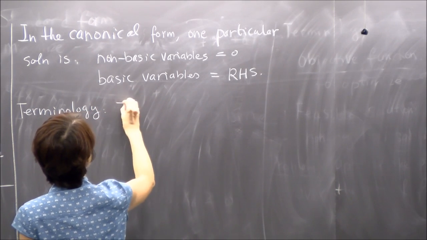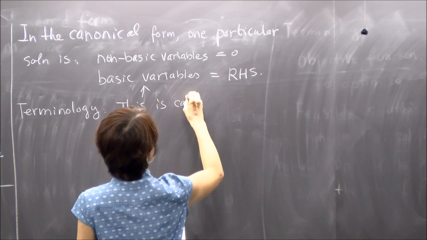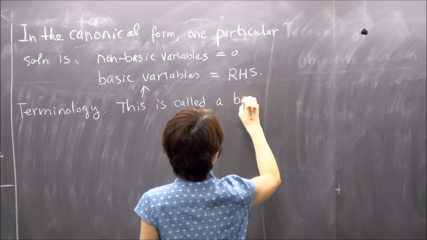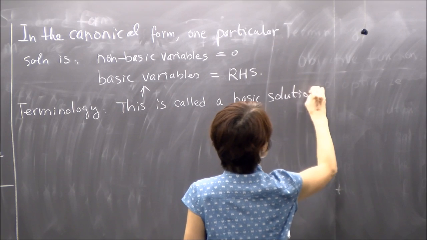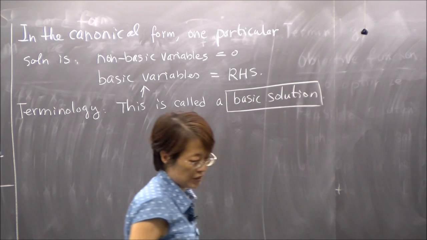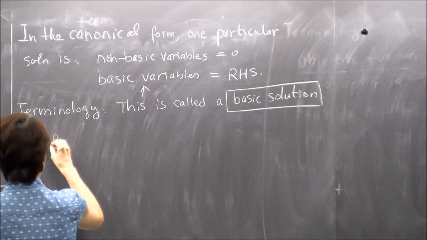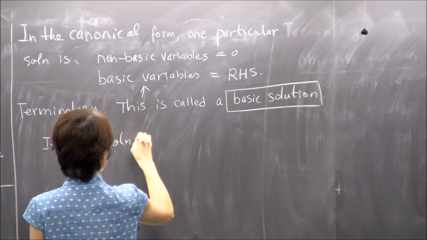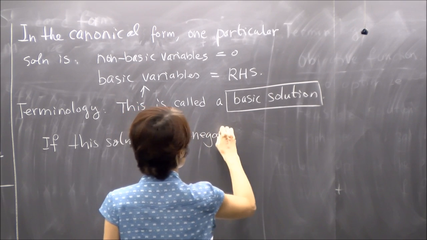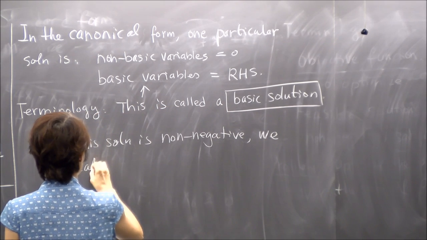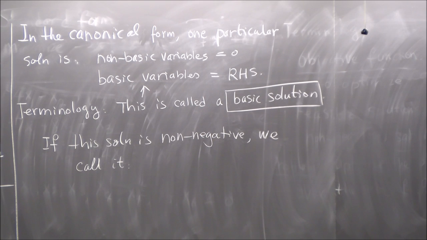Okay, so this particular solution, the one here, is called a basic solution. Okay, so that's the term that we are defining. So just by doing that, I have a solution that is a basic solution. And then in connection with linear programming, the feasible solutions would be non-negative. So if now my basic solution is non-negative, then it's also feasible. Is that right? Okay. Then we give it a different name. So if this solution is also non-negative, we call it, what would you call it? A basic feasible solution.